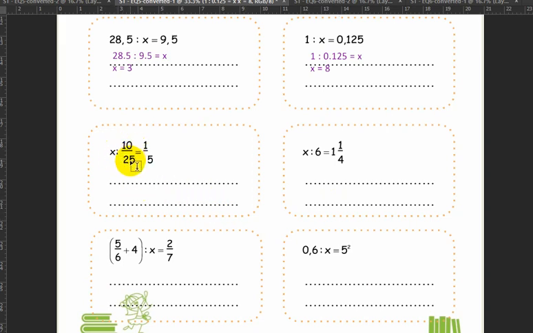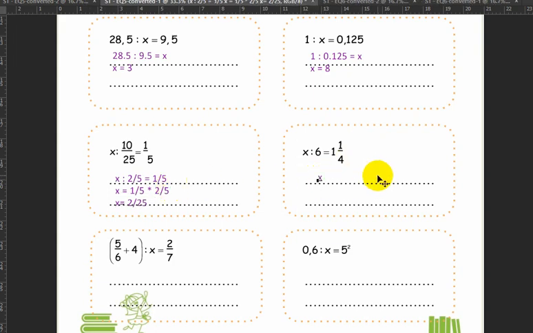x divided by 10/25 must be equal to 1/5. First I'm going to simplify this fraction, because immediately we notice that 10 and 25 are both multiples of 5. So we get x divided by 2/5 must be equal to 1/5. Therefore, x must be equal to 1/5 multiplied by 2/5. So x must be equal to 2/25.